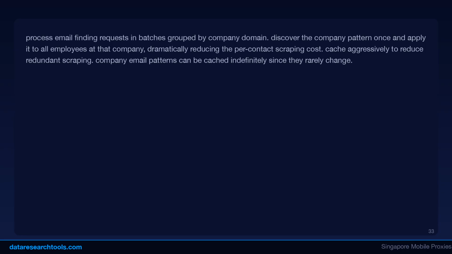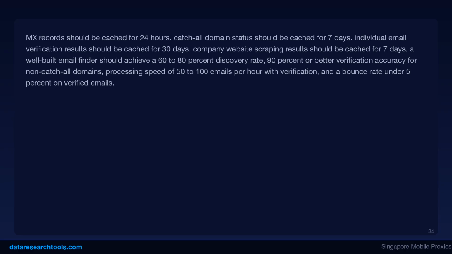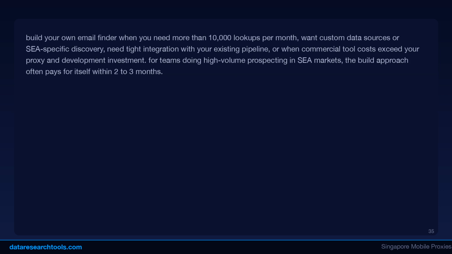A well-built email finder should achieve a 60 to 80% discovery rate, 90% or better verification accuracy for non-catch-all domains, processing speed of 50 to 100 emails per hour with verification, and a bounce rate under 5% on verified emails. Build your own email finder when you need more than 10,000 lookups per month. Want custom data sources or SEA-specific discovery? Need tight integration with your existing pipeline? Or when commercial tool costs exceed your proxy and development investment.